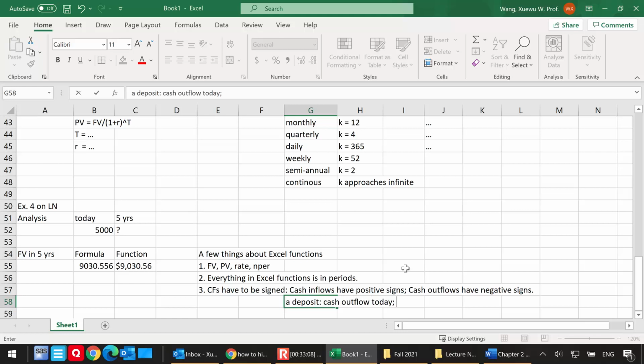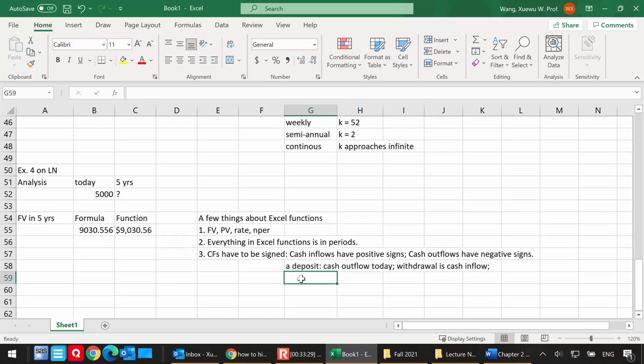All right, and later, if you want to withdraw after earning satisfactory interest, a withdrawal, well, you're going to have a cash inflow, because money is going to flow from your bank account into your pocket. And that's a cash inflow. Okay, so that is probably a very easy way of understanding the inflows and the outflows.